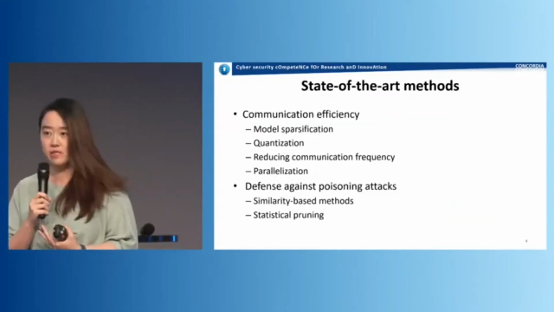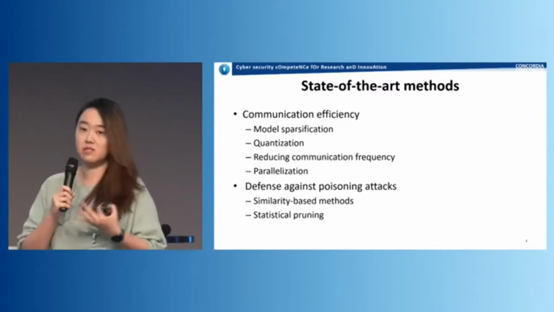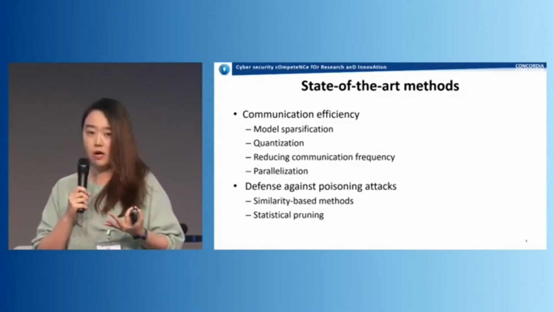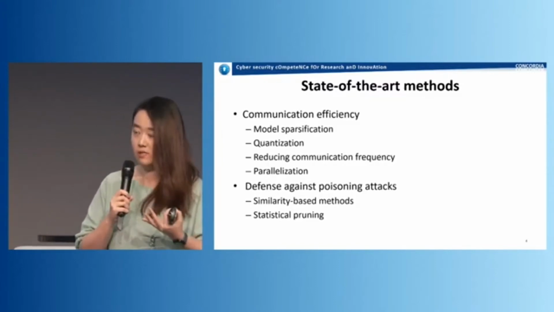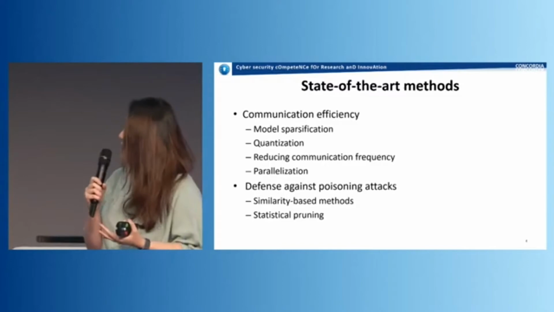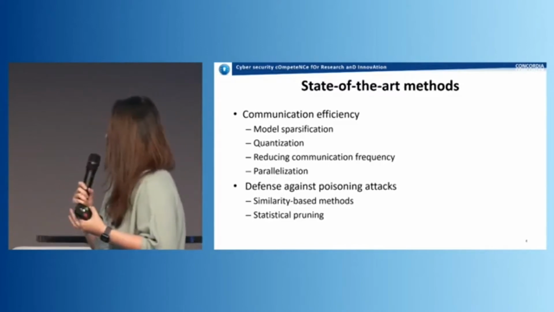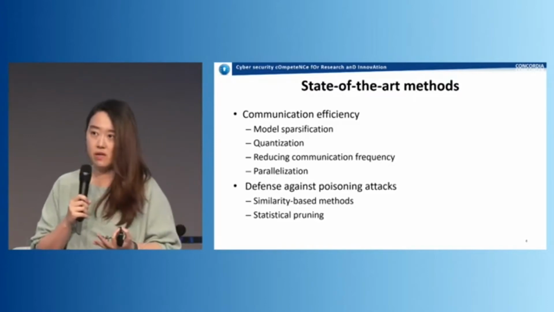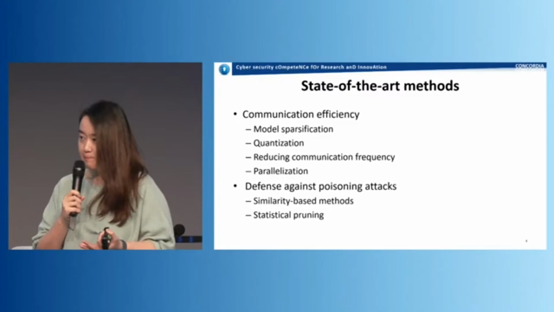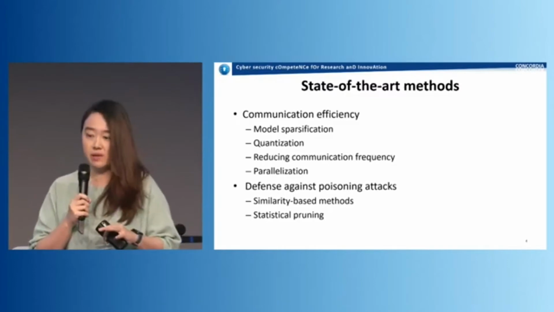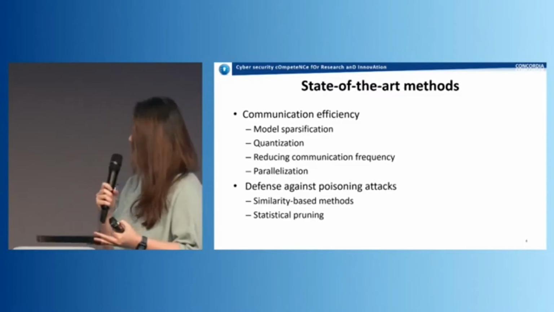And here I want to briefly talk about some state-of-the-art methods. For communication efficiency, they have methods like model sparsification. They only share some of the parameters, but not all the model updates. You can also use quantization techniques, try to reduce communication frequency, and also do some parallelization. All of this can be done to improve the communication efficiency.